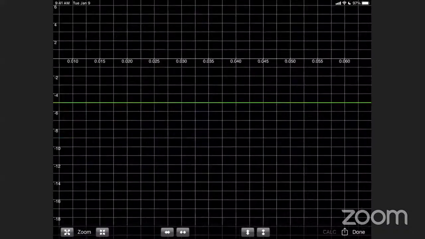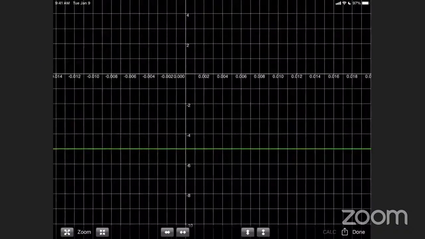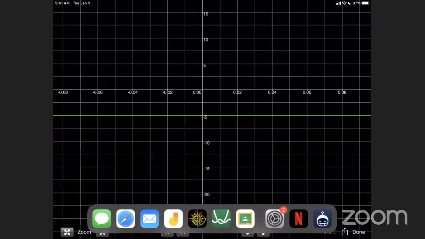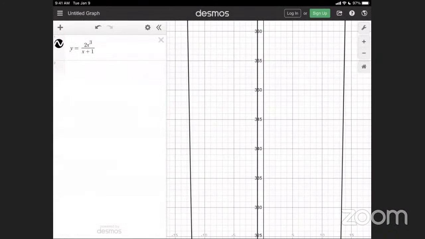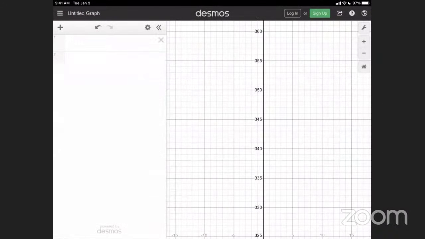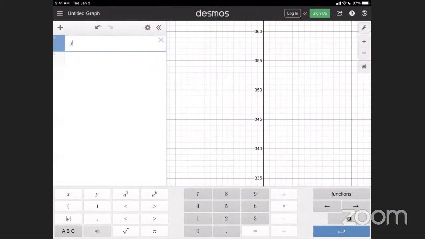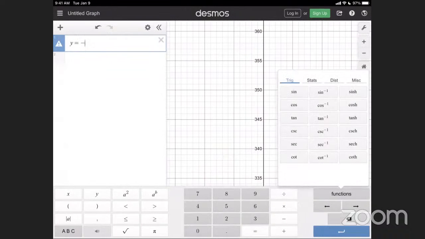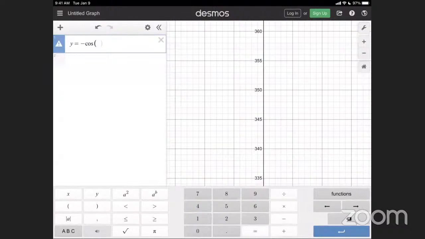Like really zoom in. That's bad. All right, let's not use that. I don't like that graphing calculator. Let's use Desmos. This is a good one too. Now your graphing calculator would look better than what I just showed you. Negative cosine x. Did I say plus 4 or minus 4? It was plus 4.